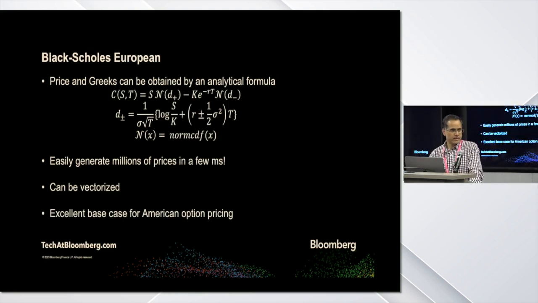Black-Scholes European is an excellent base case because we can compute the price in closed form. It's just a simple formula. And using that formula, we can generate millions of samples. It just takes a few milliseconds to generate millions of samples using this closed form. And the nice thing is it can be completely vectorized. And it forms an excellent base case for American option pricing.